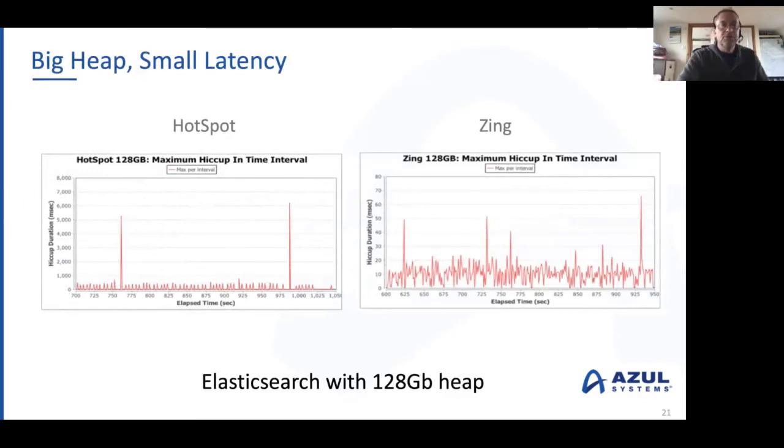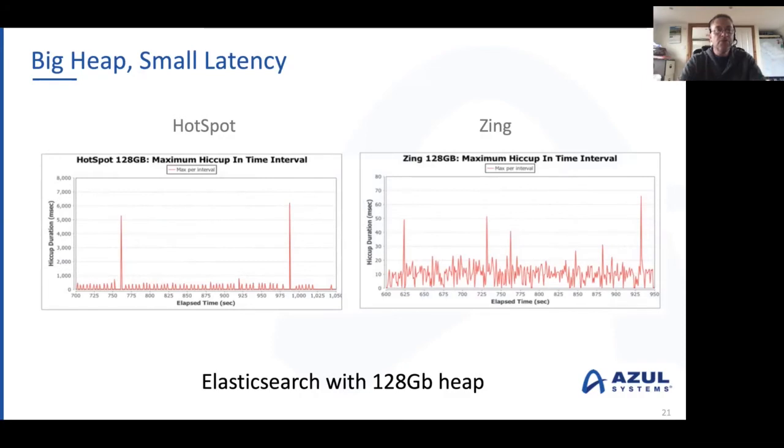And this is the kind of thing we see. So what we've done here is to take Elasticsearch with a reasonable size heap, 128 gigabytes, and run it on the exact same hardware, exact same load, exact same application. First time with Hotspot, second time with Zing.